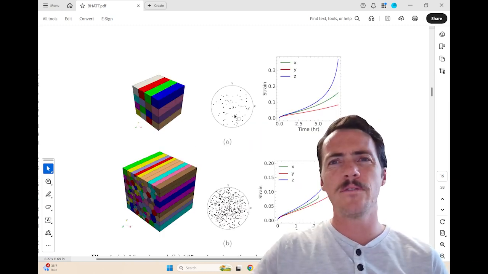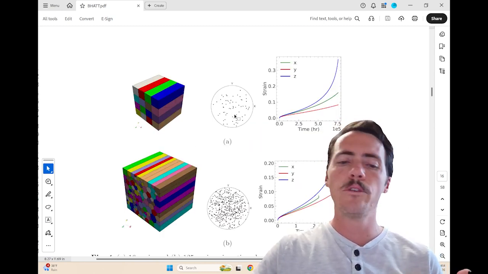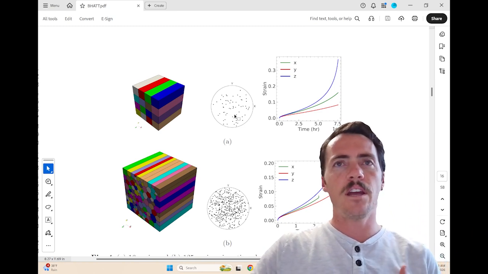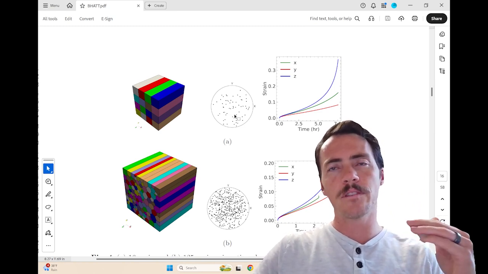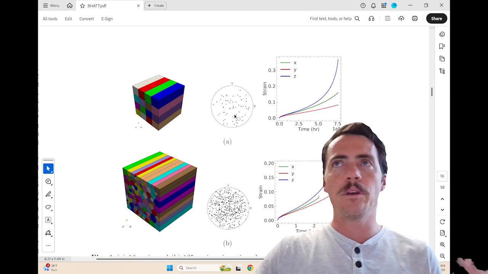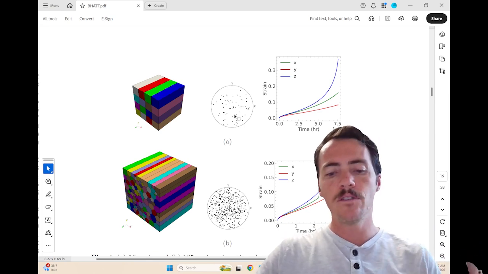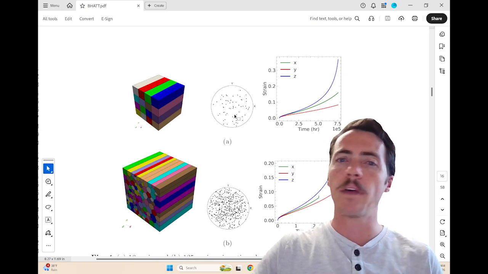And that kind of makes sense. If you think of the LPBF process, it's known to produce these elongated columnar grains in many cases. And if you have that, then you have a longer path where dislocations can travel without being obstructed, right? If you have fewer barriers, then you have easier deformation and therefore faster creep. That sort of makes sense.